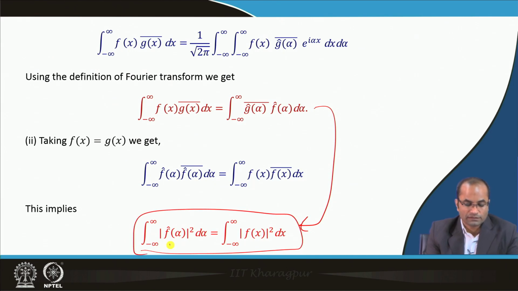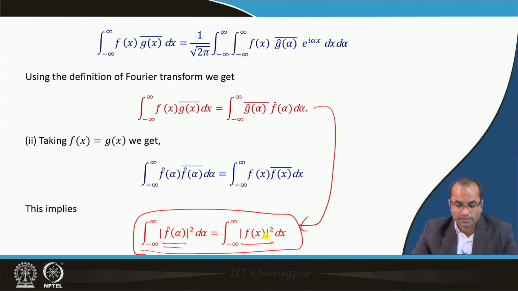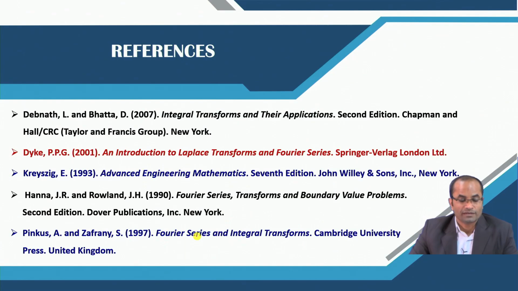So, the integral of the absolute value square of the Fourier transform of f is equal to the integral of the absolute value square of f(x) from minus infinity to plus infinity. That was Parseval's identity for the Fourier transform.